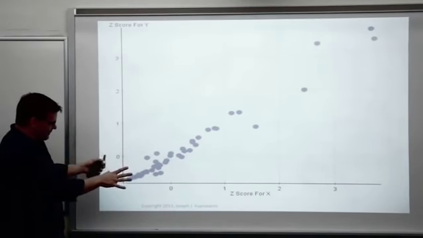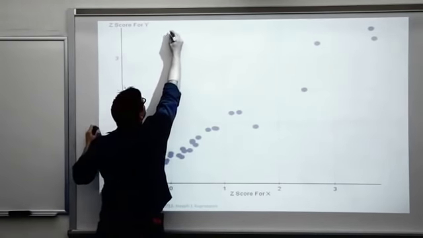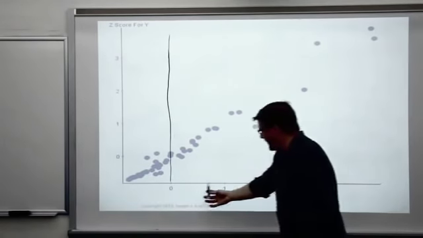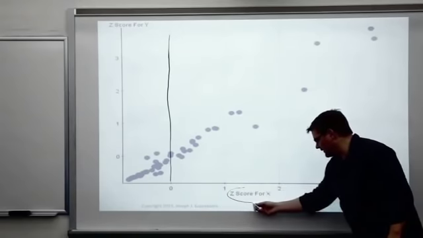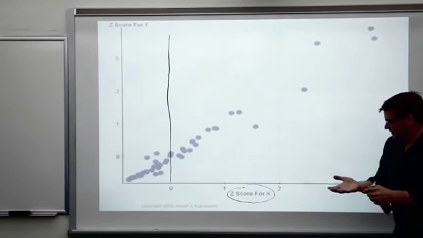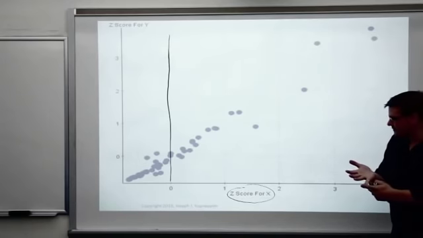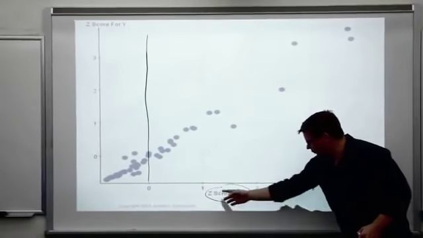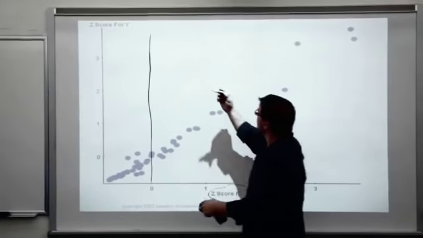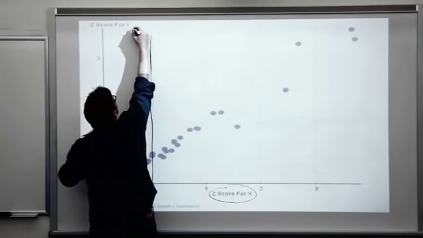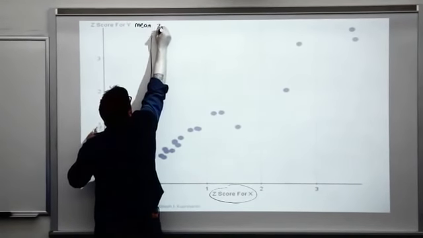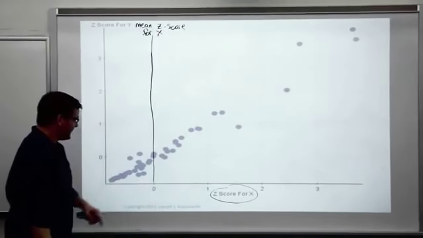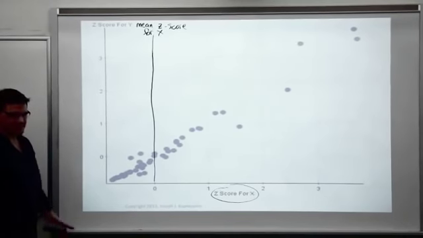Let's put a line right here at 0, straight on down. On the horizontal axis, these are the z-scores for x. If I said to you, hey student, what's the mean for a z-score? The answer is always 0. That line there is at the mean for the x z-scores. So up at the top, I can label this: this is the mean z-score for x. It's right at 0.